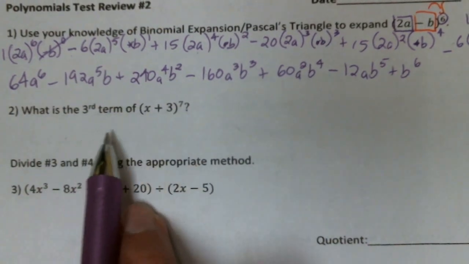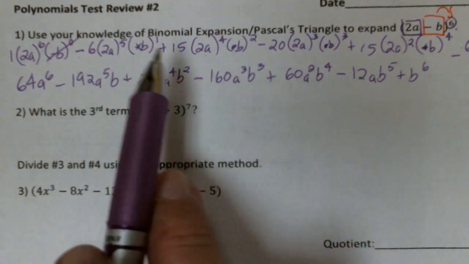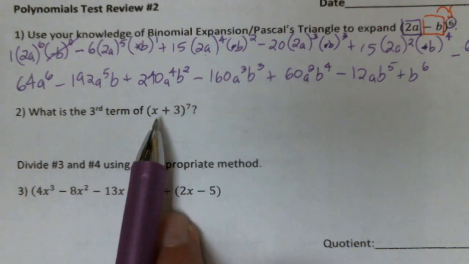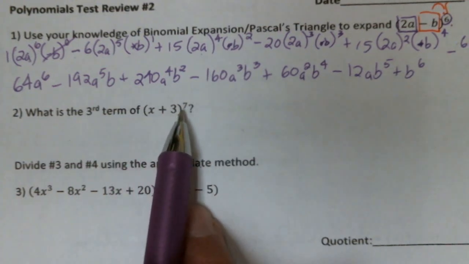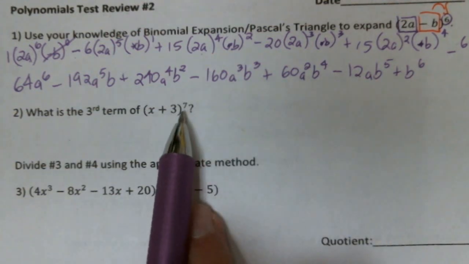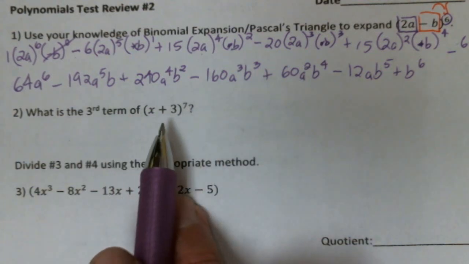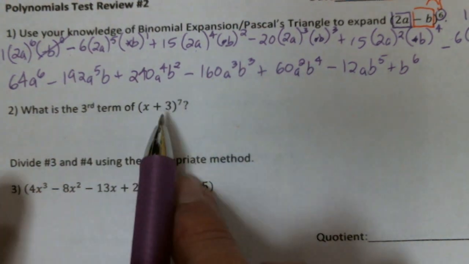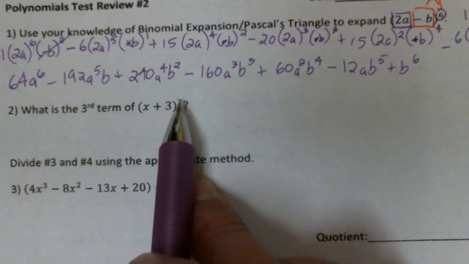Okay, number 2, what is the 3rd term in x plus 3 raised to the 7th? Okay, so here they're not asking us to expand this whole thing. I just want the 3rd term. So in this case, you could actually use Pascal's triangle because we're only raising it to the 7th power, and you have 7 rows in your Pascal's triangle. But if this were raised to the 26th power, then I'm going to be forced to use the combinations method that we learned. Okay, I'll go ahead and use the combinations method even though you could use both, just in case you guys see something higher than this on the test.